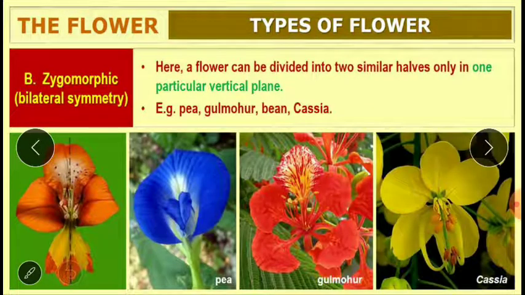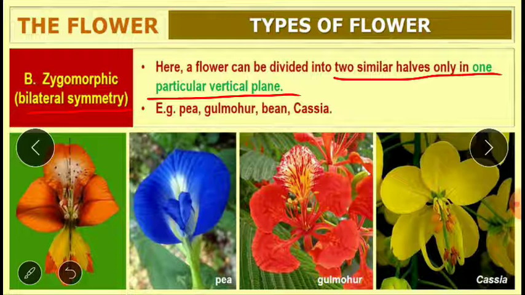Then coming to the second type, the zygomorphic flower. A zygomorphic flower is one which has bilateral symmetry. Bi means two, lateral means sides. So it is divided into two equal halves laterally. You can divide the flower into two similar halves only in a very particular plane, only in a single plane. You can observe this in the pea plant flower. Here you can cut the flower in only one way so that you get two equal halves.